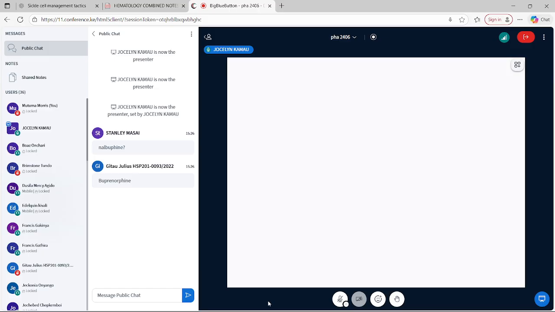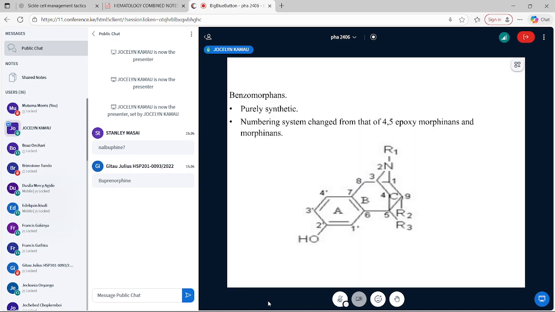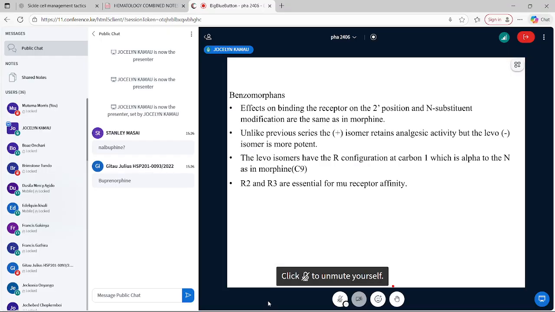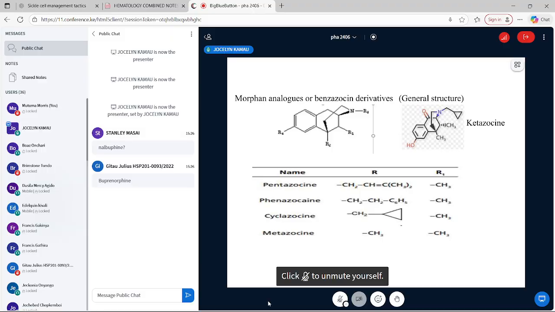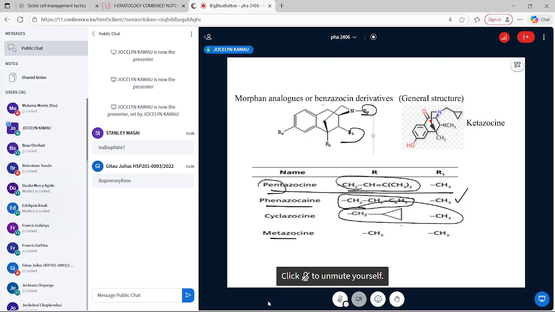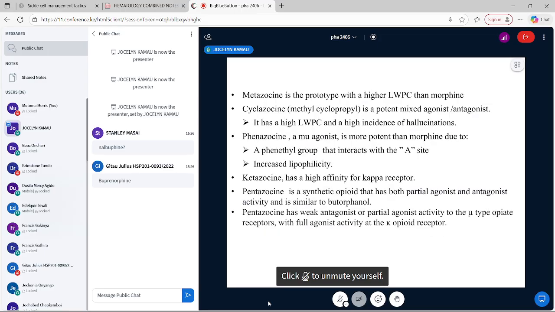Let us look at the number of that position, position 8. At position 8, ketazosine has a carbonyl group. That's not something we have seen in the other structures. That is a deviation. But we have mentioned ketazosine has high affinity for kappa receptors, could be because of the change of structure. It's not common.